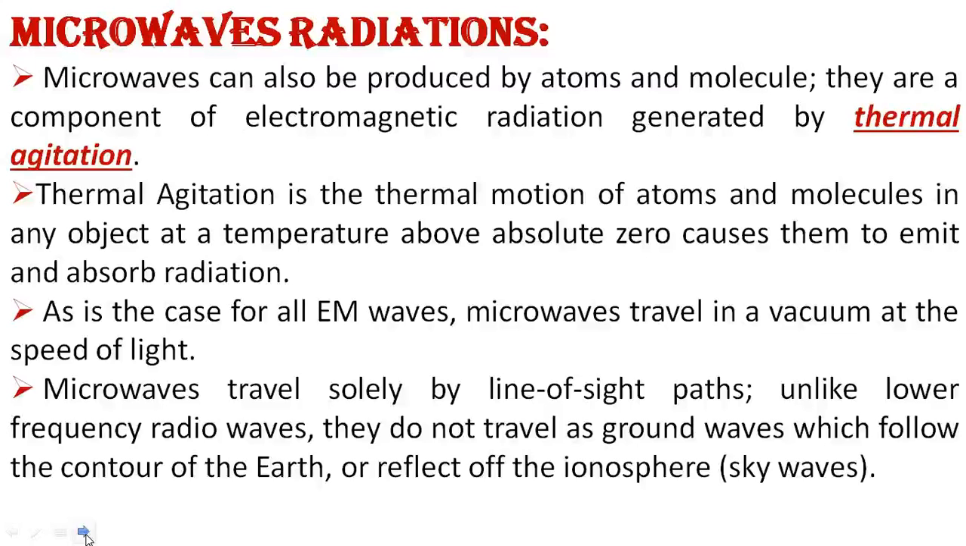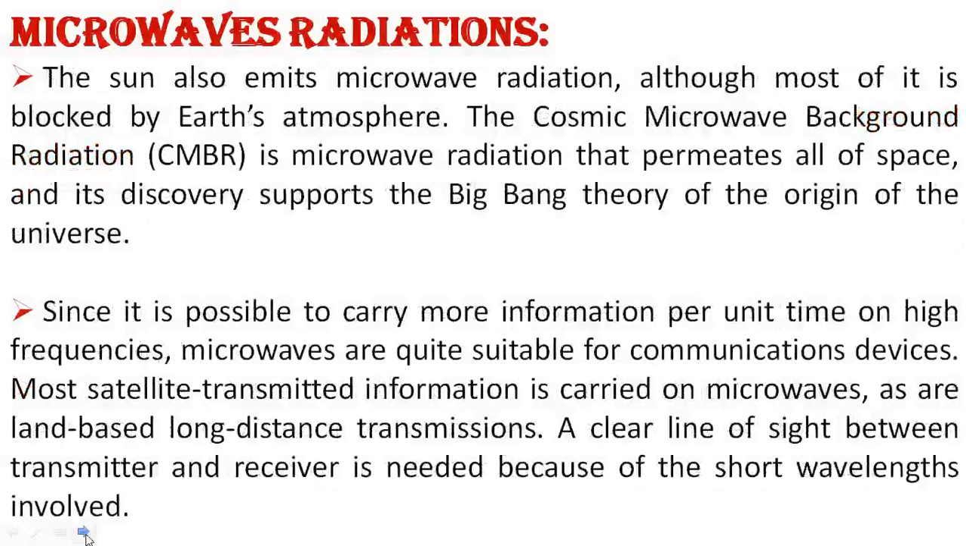Microwaves travel by line of sight paths. Unlike lower frequency radio waves, they do not travel as ground waves, which follow the contour of the earth, or reflect off the ionosphere, that is, sky waves. The sun also emits microwave radiation, although most of it is blocked by Earth's atmosphere.